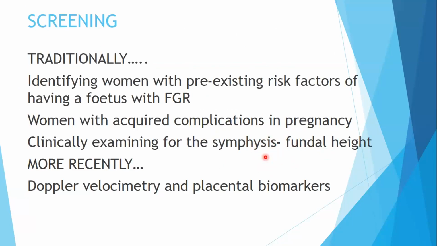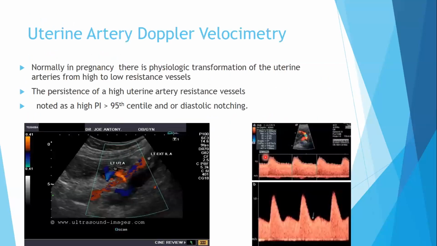More recently, we've added Doppler velocimetry and placental biomarkers in screening of women for possible fetal growth restriction. In terms of Doppler velocimetry, what we do is we interrogate the uterine artery Doppler. What we know is that normally in pregnancy, there is physiologic transformation of the uterine arteries from high to low resistance vessels. This occurs firstly within the first trimester due to trophoblastic invasion of the spiral arteries of the mother. And later on, it continues into the second trimester. There's a first wave and a second wave. The end result is that they form low resistance blood vessels.